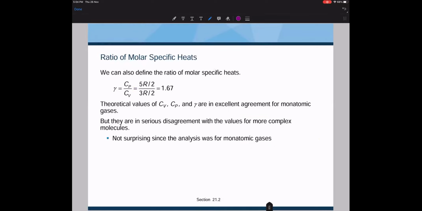And later, we will see a very important parameter called the ratio of molar specific heats. That is the comparison of the specific heats in a constant pressure process and a constant volume process. For the monoatomic ideal gas, the ratio of the molar specific heat is equal to 5R/2 divided by 3R/2, and that is equal to 1.67.